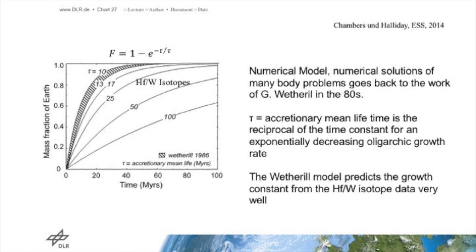So there is an accretionary mean lifetime, which is the reciprocal of the time constant for an exponentially decreasing oligarchic growth rate. So if that growth rate decreases in time, then depending on the tau parameter here, you form, for instance, a planet like the Earth within about 40 million years or so.